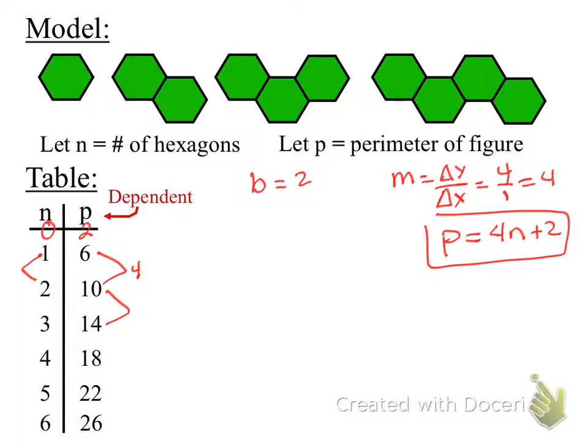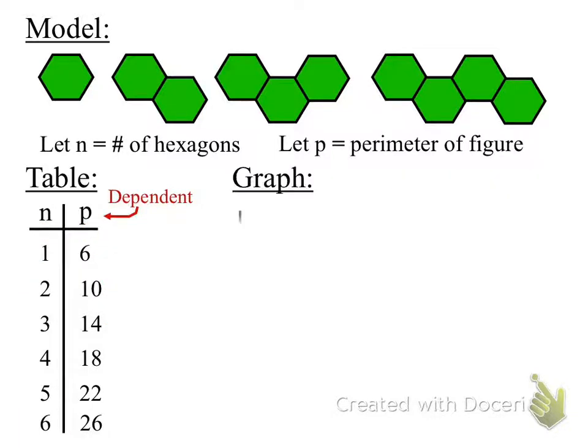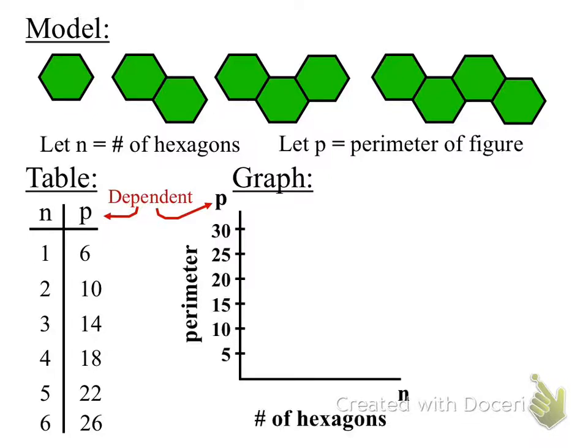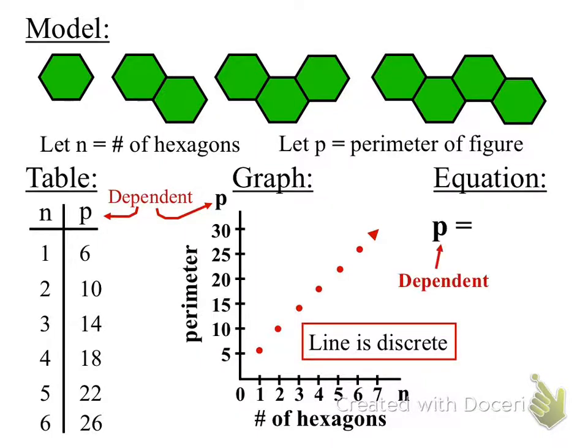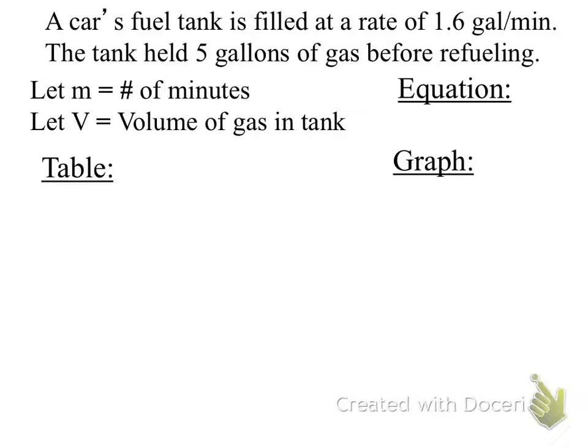And if I were to graph it, would it be discrete or continuous? Discrete. Because we're not going to take part of a hexagon. Now, do you understand why that arrow is there and it wasn't on the first one where it had the 2 days? Okay. So let's look at one more.